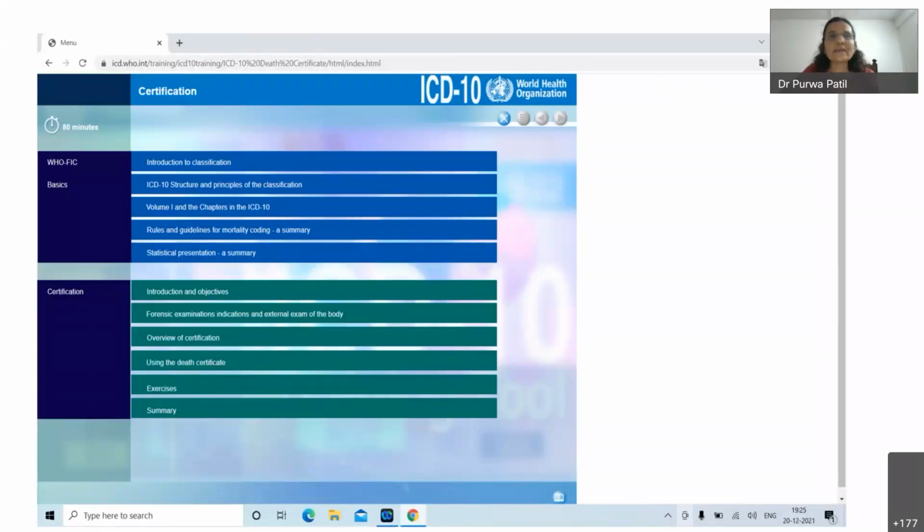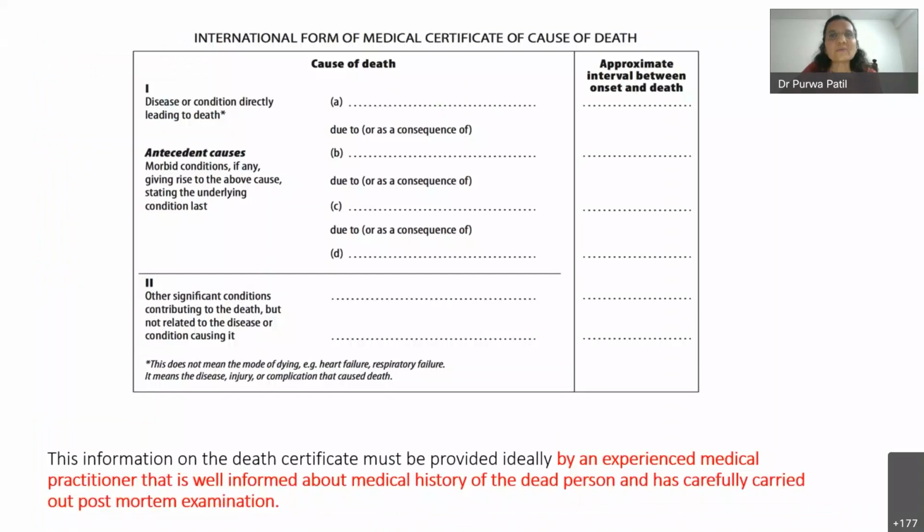So I would like all of you to go to this WHO site in which there is a description about different diseases that we need to know. There are certain codes given for each disease. We need not put those codes because we are not coders, but we are certifiers. So we should certainly know about this coding system and of course how to fill the death certificate.